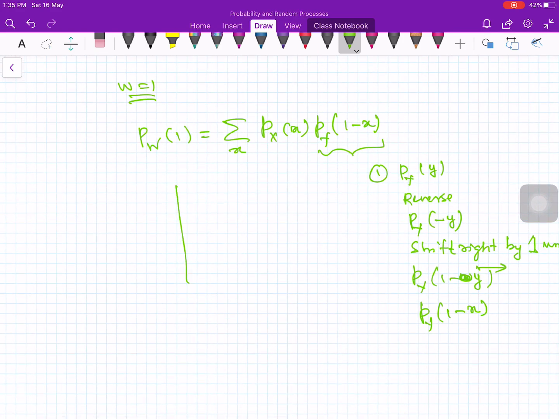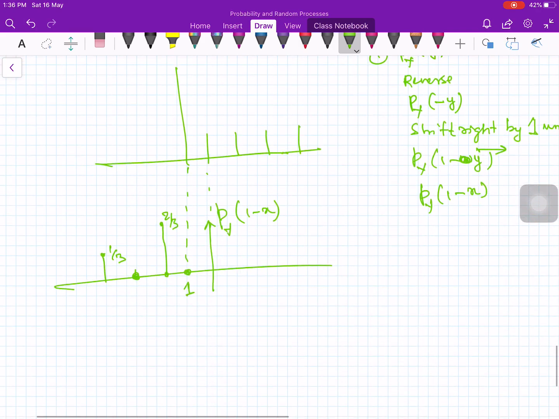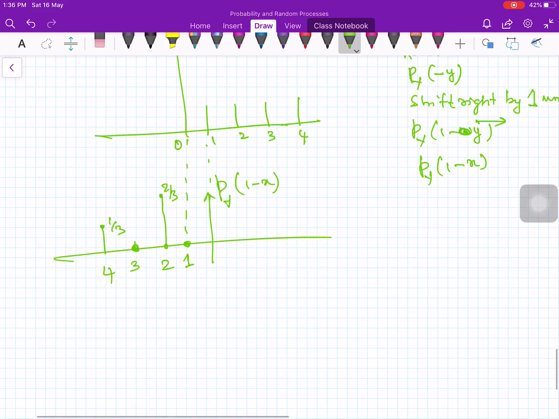Okay, so the original random variable is like this: 1, 2, 3, 4, and this one you shift right by 1, therefore this is Py of 1 minus x. So this point is 0, and this point is 2 by 3, and this point is 0, and this point is 1 by 3. Okay, so this is 1, right? This is 1, 2, 3 and 4. So this point is 0, 1, 2, 3 and 4. Now is there any overlap? No overlap again, therefore your Pw of 1 equal to 0.